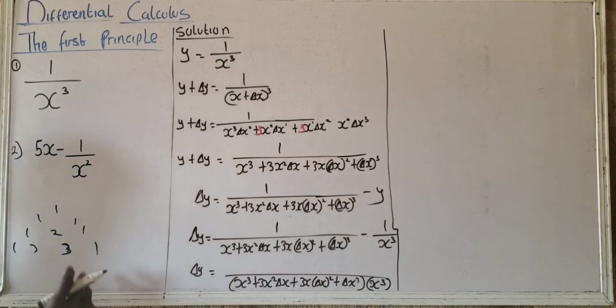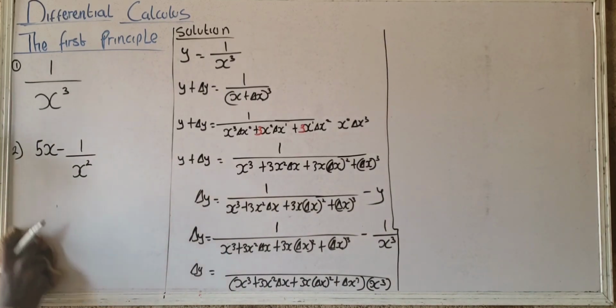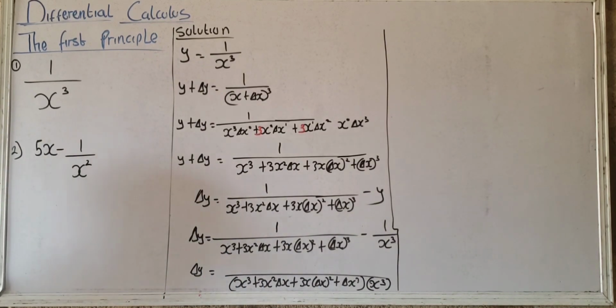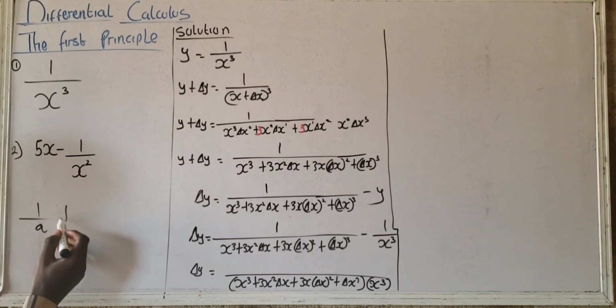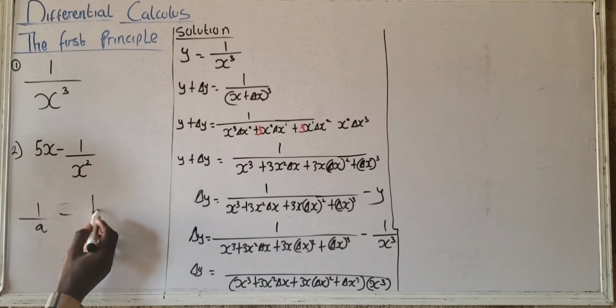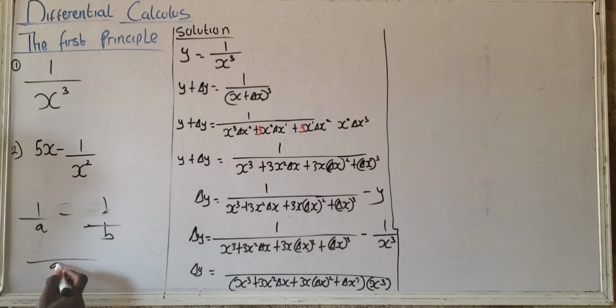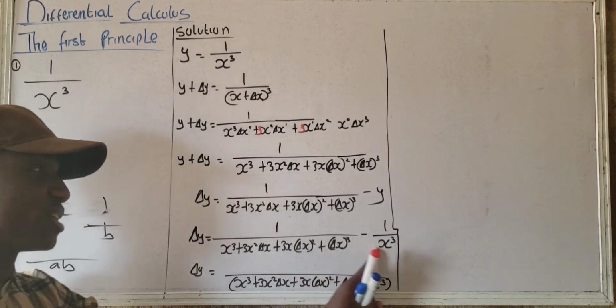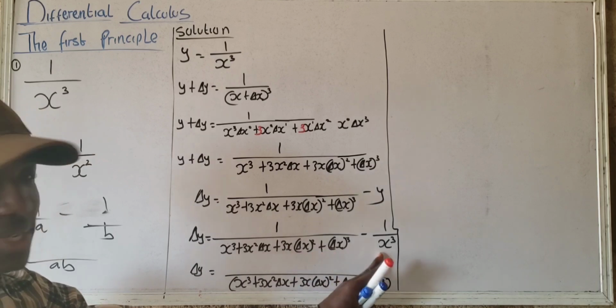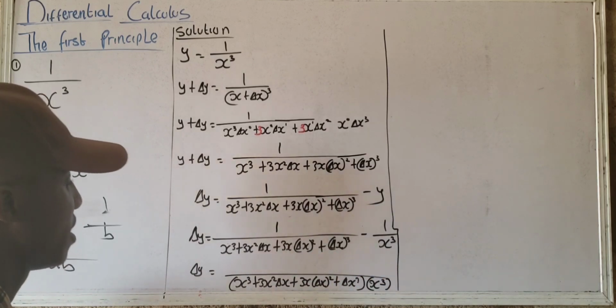For example, let's say you want to take the LCM of 1 over a minus 1 over b. The LCM will be ab, you understand? Because that will be a times b, you understand? So, if you want to take the LCM of this fraction and this fraction, that will be this multiplied by this. Do you understand? Okay?